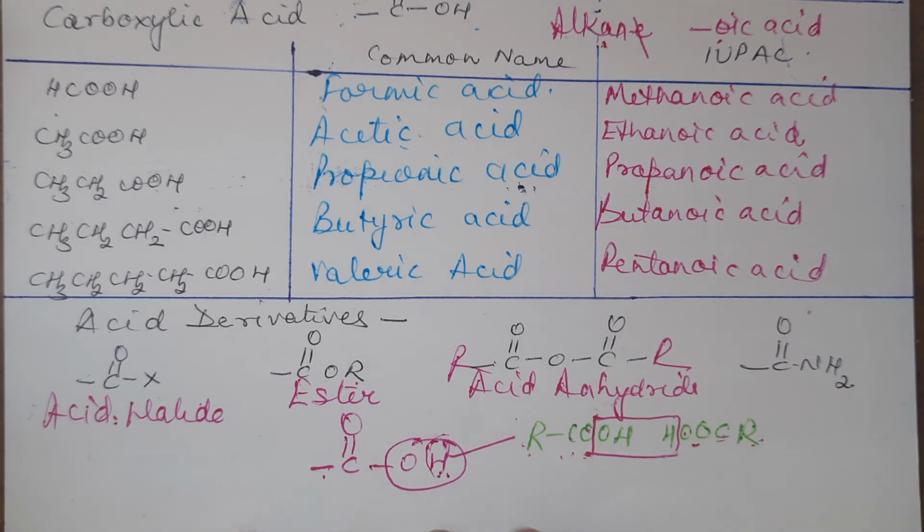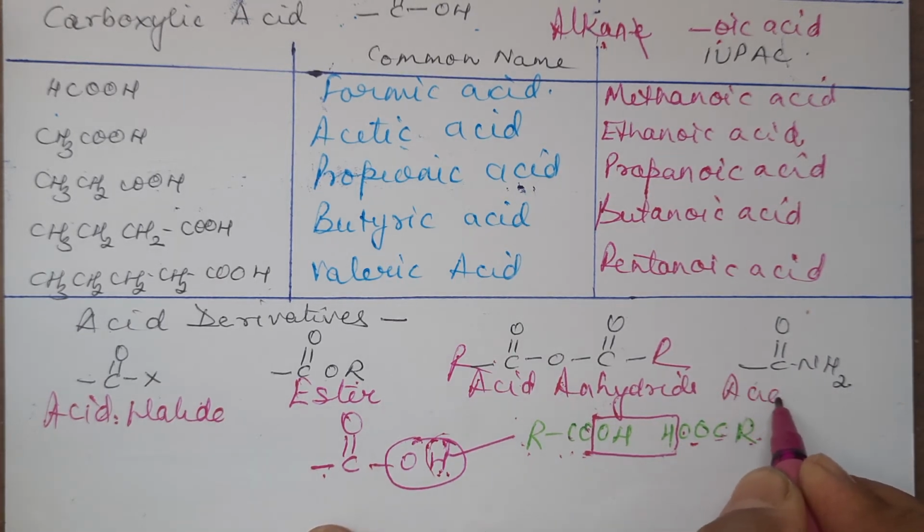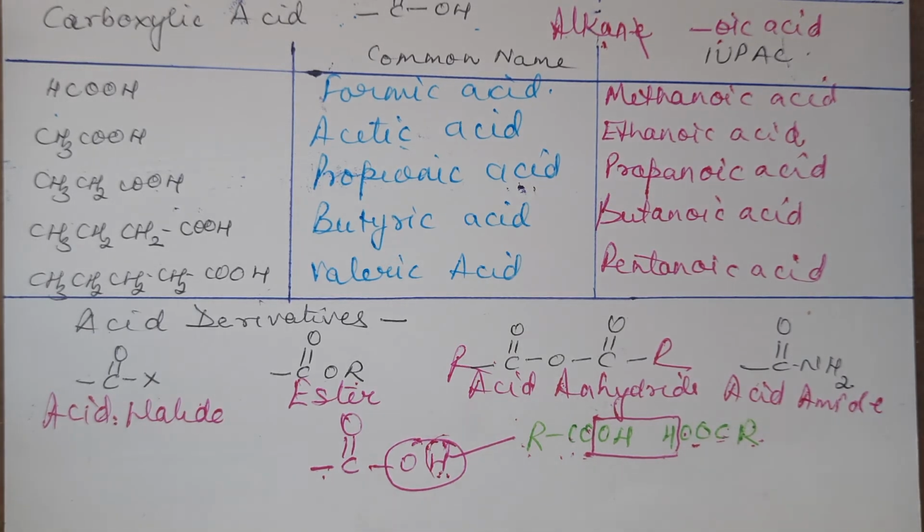How we are going to name each of them, we are going to discuss separately. If OH is replaced by NH2, it becomes acid amide. So there are 4 derivatives of acid. Okay. Now we will name each one of them.